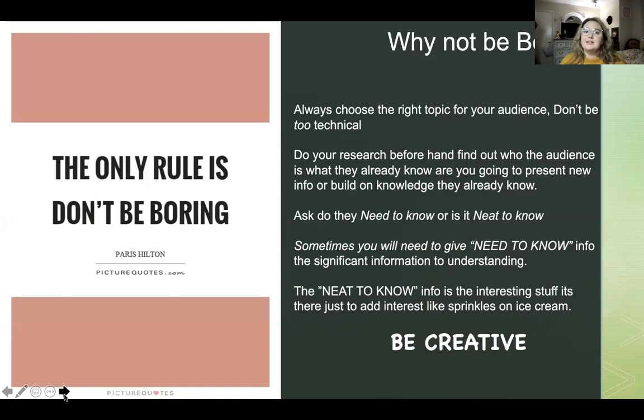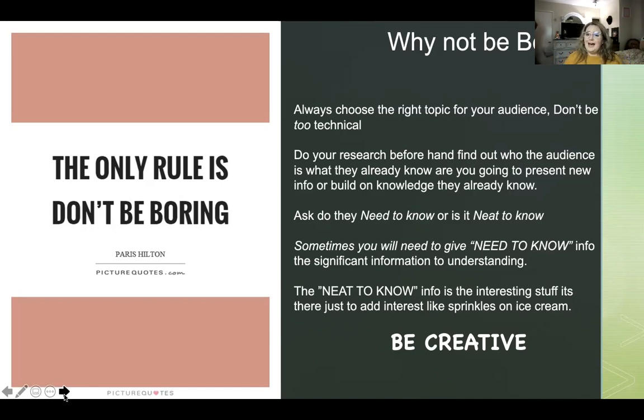The next hallmark is, why not be boring? We all love being boring, right? So you always want to choose the right topic for your audience, and don't be too technical. All right, you want to make sure you have fun. Your audience is like the average person, right? So make sure that you always do your research beforehand. Find out who the audience is. If you're talking to kindergartners, it's probably not a great idea to come in and talk to them about the stock market. They're going to find it boring. Instead, come in talking about ice cream, and don't be too technical. It should be like vanilla ice cream, strawberry ice cream. Really simple, kindergartners, right? And you can't assume what they know already.